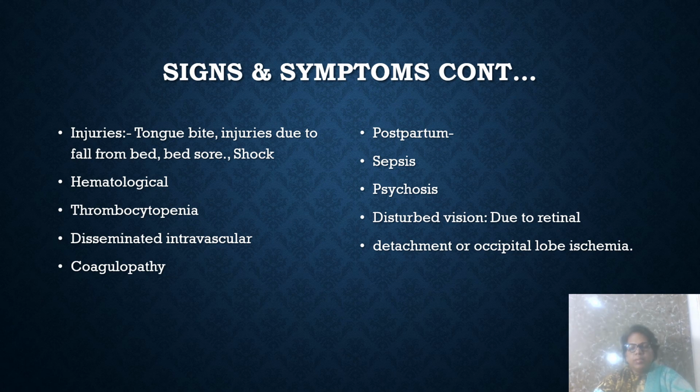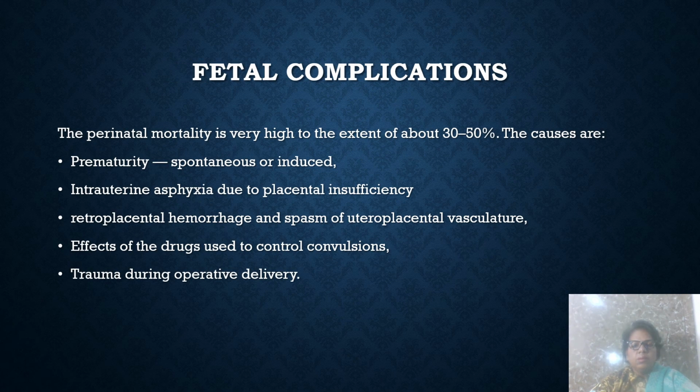Other complications are injuries, tongue bite, injuries due to fall from bed, bed sore, then shock, hematological complications like thrombocytopenia, disseminated intravascular coagulopathy, postpartum complications like disturbed vision, and the fetal complications. Perinatal mortality is very high, to the extent of about 30 to 50%. The causes include prematurity, spontaneous or induced, intrauterine asphyxia due to placental insufficiency, retroplacental hemorrhage and spasm of uteroplacental vasculature, effects of the drugs used to control convulsions, and trauma during operative delivery. These are the causes of perinatal mortality.